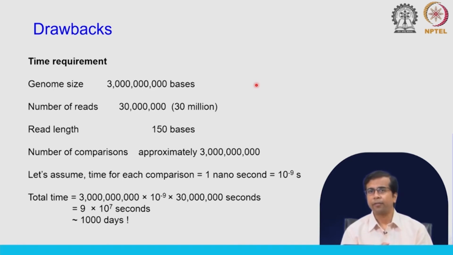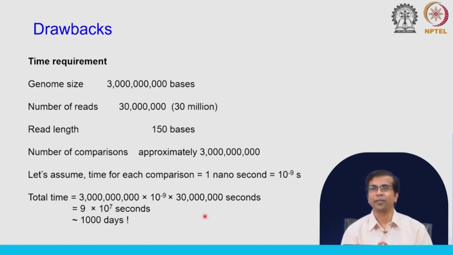So how much time do you require if each comparison takes about 10 to the power minus 9 seconds? You have 3 billion comparisons, times 10 to the power minus 9. And you have to do this for 30 million reads, so we multiply with the number of reads, which is 30 million. It comes to about 9 times 10 to the power 7 seconds, which is about 1000 days. So approximately 3 years it will take to complete this mapping for 30 million reads.